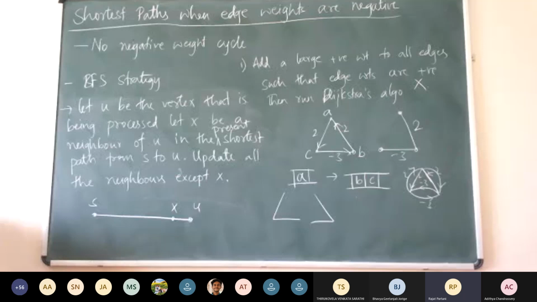Sir, when there is a negative cycle, we keep on looping through that cycle, so there is no minimum distance defined.